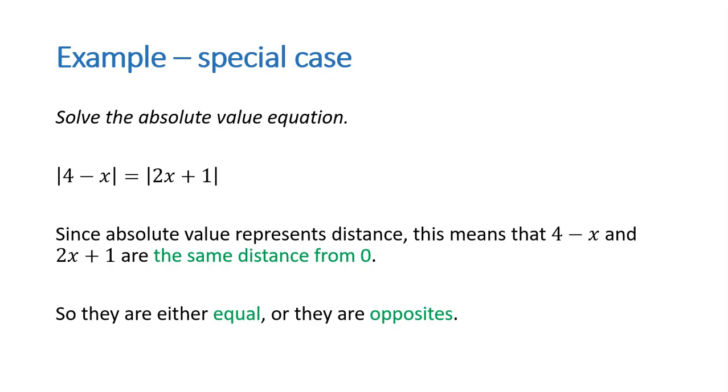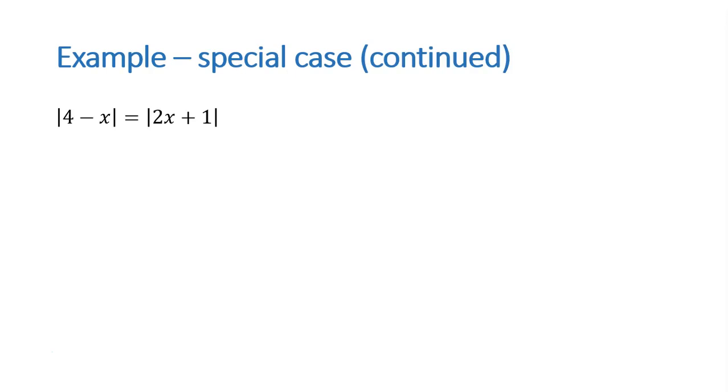Or the other possibility, so that they would have the same distance from 0, is that they're opposites. So one of them is going to be the positive version of a number. One of them is going to be the negative version of the same number. So they're different numbers, but they're the same distance from 0. So what does this mean for the purposes of splitting up our problem?